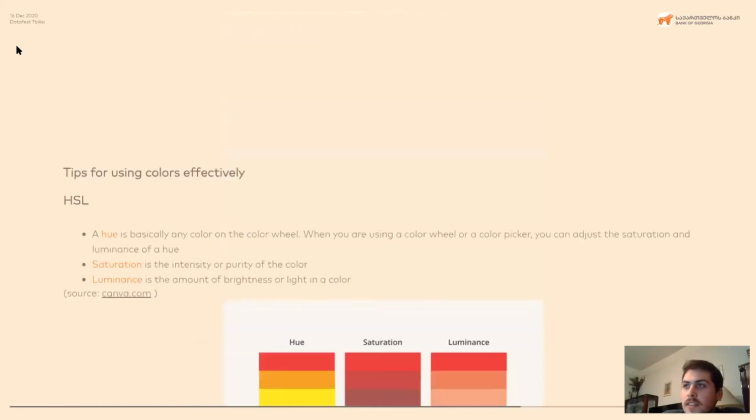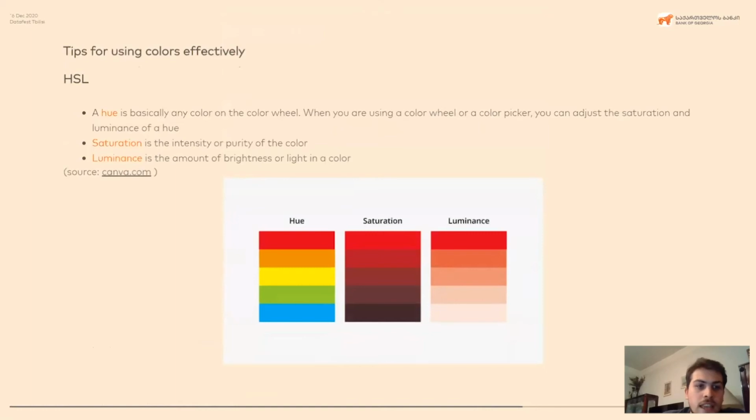The next thing about colors is HSL. HSL stands for hue, saturation, and luminance. These are three different dimensions of each color. A hue is basically any color on the color wheel. When you are using a color wheel or a color picker, you can adjust the saturation and luminance of a hue. Saturation is the intensity or purity of the color, and luminance is the amount of brightness or light in a color. And here it's visualized in this picture.